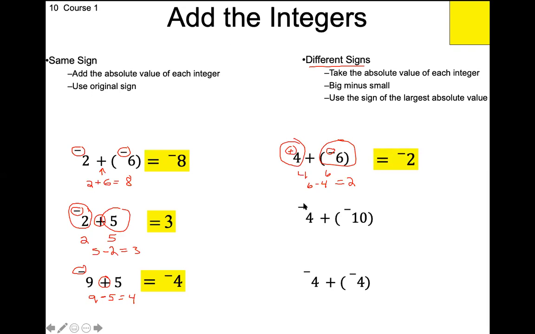Next one. Ooh, finally, same signs. They're both negative. Cool. When the signs are the same, you simply take the absolute value of both and add. Easy. 4 plus 10 is 14. But the original sign, we were originally adding negative numbers. So not 14, but negative 14.